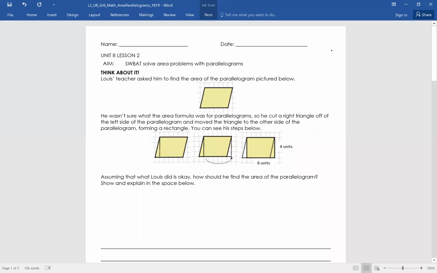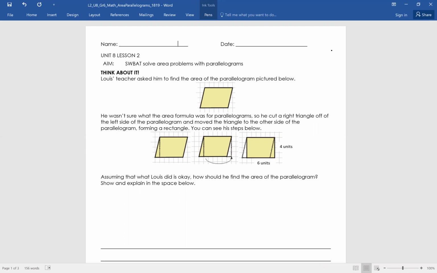All right, guys, let's take a look at Unit 8, Lesson 2. Students will be able to solve area problems with parallelograms. Parallelograms, okay? That's what the shape is in front of you. Let's look at the first question. Lewis's teacher asked him to find the area of the parallelogram pictured below.